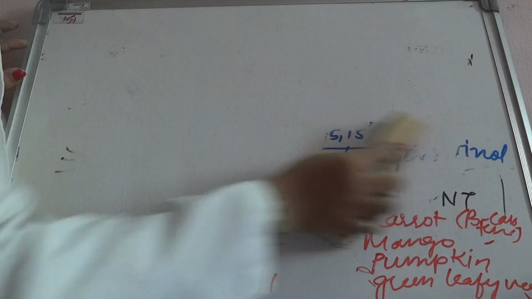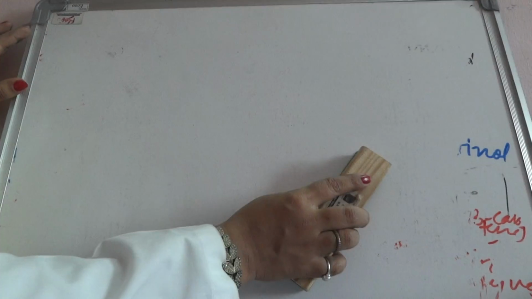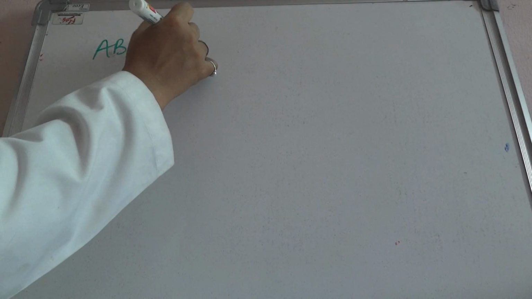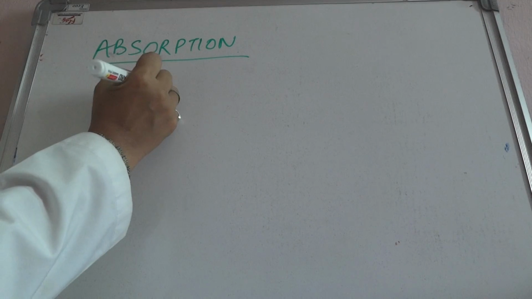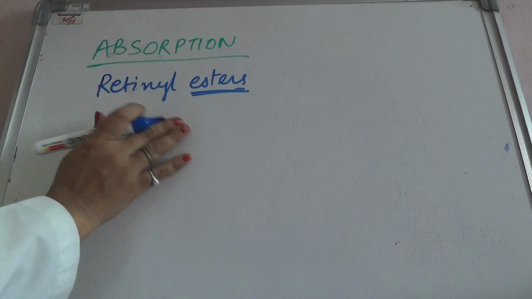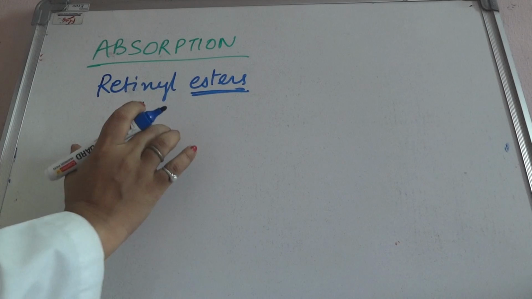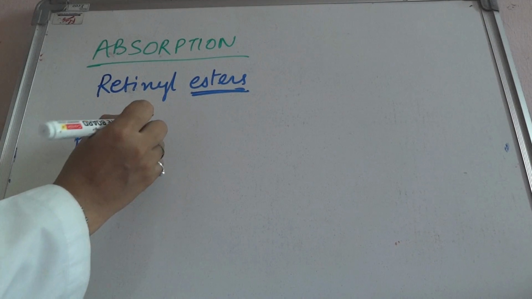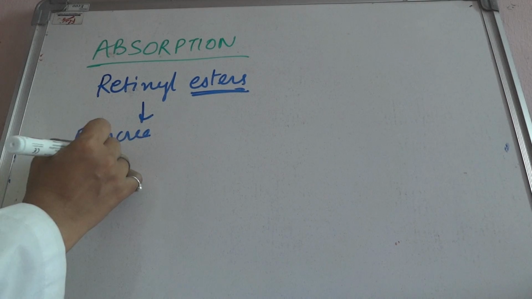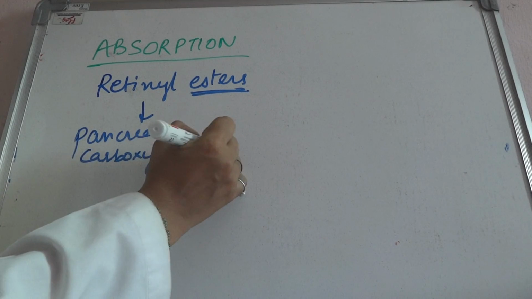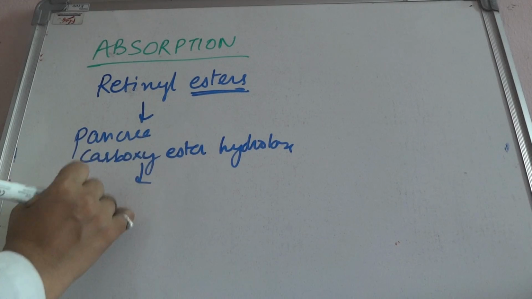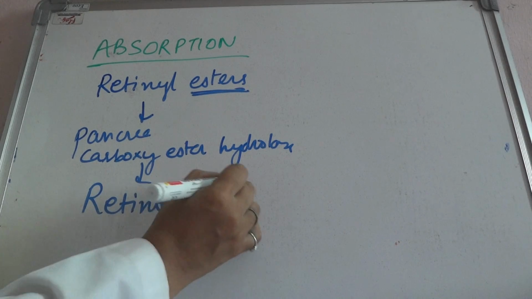Now as we know that vitamin A is a fat soluble vitamin, it would be transported to the liver. Now let's see the absorption of vitamin A. Absorption of fat soluble vitamin. In diet, mostly vitamin A is taken in the form of retinyl esters. Now we want retinol from these retinyl esters, so the pancreas will secrete enzymes, that is pancreatic carboxyester hydrolase, and this will form retinol plus free fatty acid.